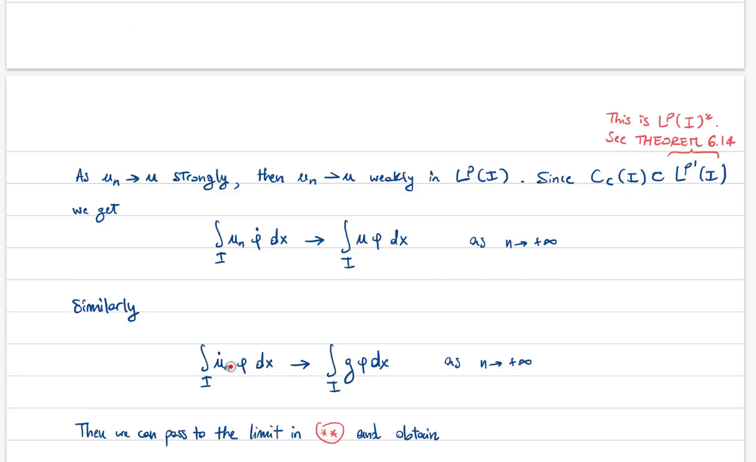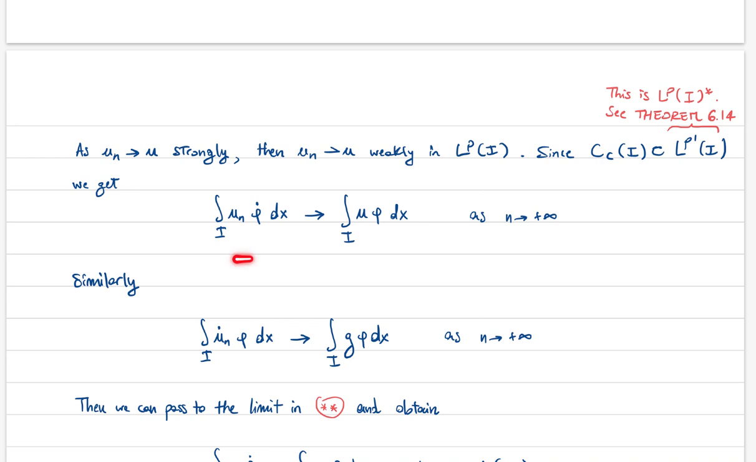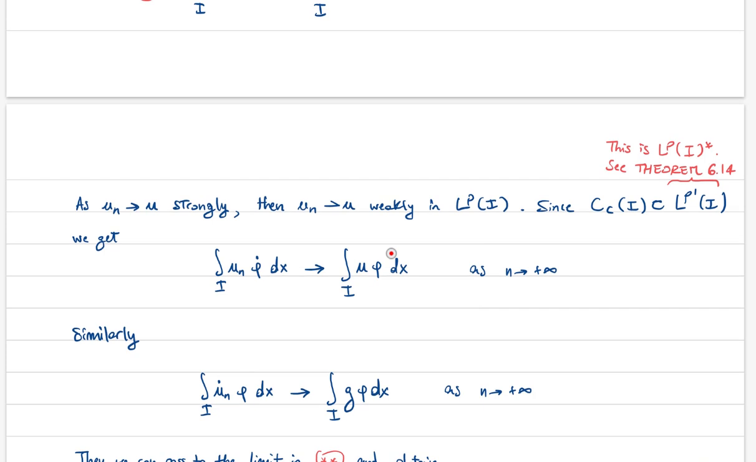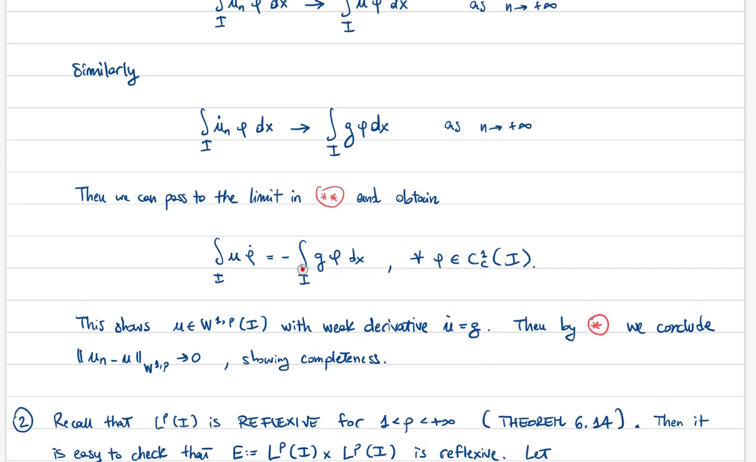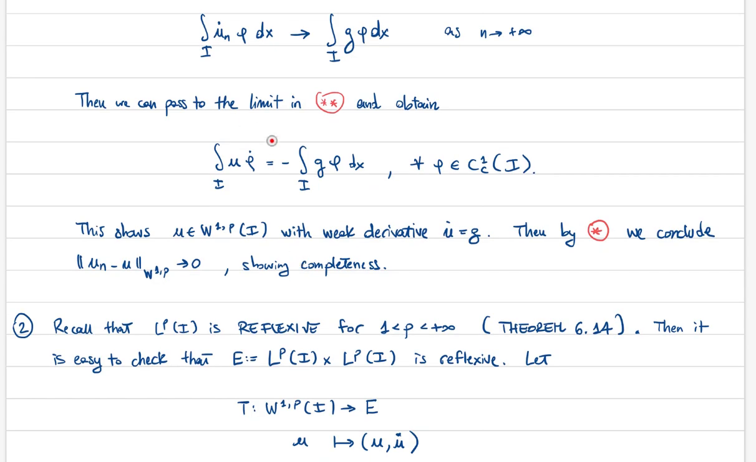And in the end you end up with this convergence and this other convergence. And therefore passing to the limit in this one yields what I was saying in words: that the integral of U times phi dot is equal to minus the integral of G times phi for all test functions. And if you look, this is just telling you that G is the weak derivative of U, meaning that U belongs to W^{1,p}.